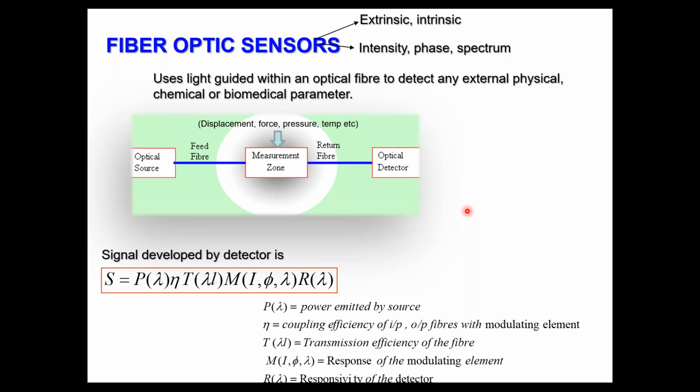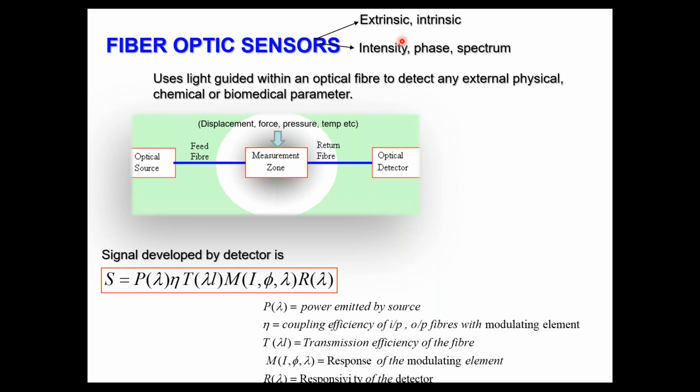So the fiber optic sensors use the light guided within an optical fiber to detect any external physical, chemical, or biomedical parameters. So this is a broad classification in terms of what characteristic of the light is being altered while interacting with the external medium. It is classified as intensity based sensors, then phase, then the spectrum. So either the intensity can be modified, or the phase can be modified, or the wavelength can be modified.